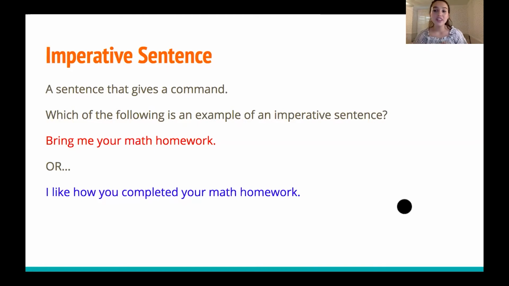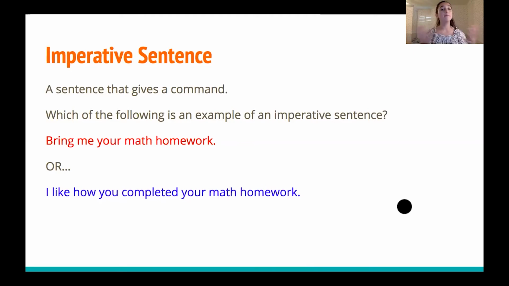Okay, hopefully you guys said red, because that is the correct answer. So the blue sentence does have the correct punctuation, because it is also a period. But that is just a declarative statement. That's just saying, "I like how you completed your math homework." I'm not telling you to do anything. I'm not asking you anything. I'm not shouting anything, but I'm just saying, "I like how you completed your math homework." And that's a declarative sentence.